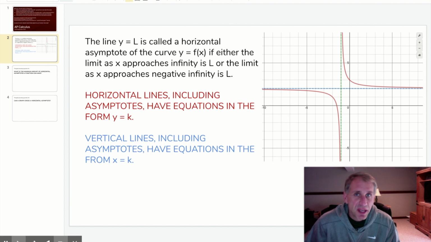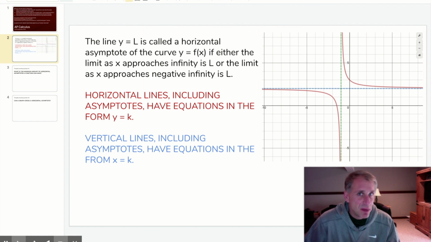So far, we've been talking about limits and a little bit about continuity and, in particular, discontinuities like vertical asymptotes. We're going to combine all of that information today and talk about limits with respect to horizontal and vertical asymptotes. So we have here that a line y equals L is called a horizontal asymptote if either the limit as x approaches infinity is L or the limit as x approaches negative infinity is L.